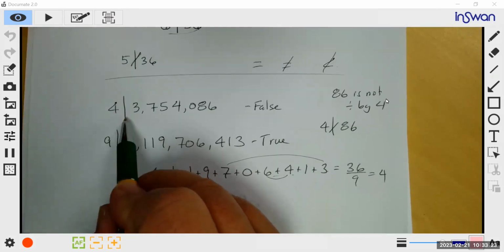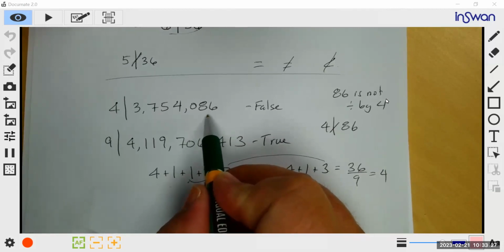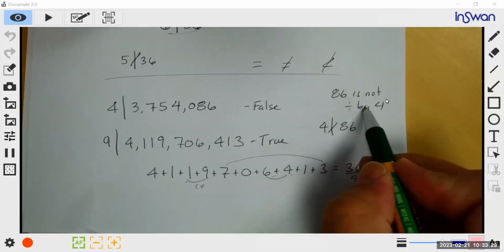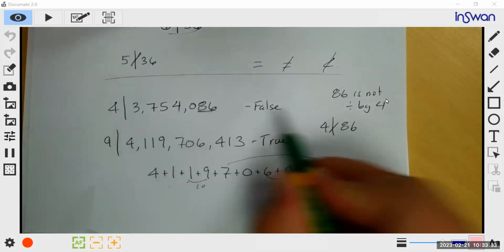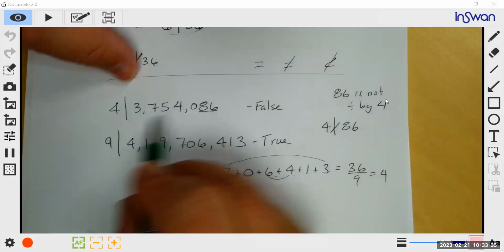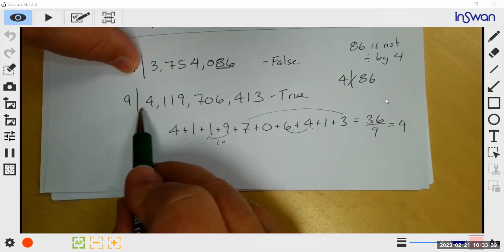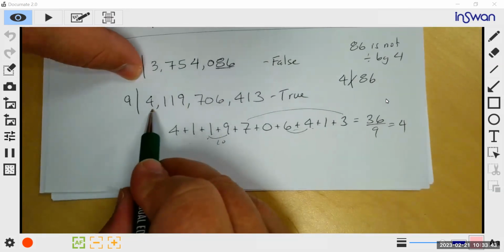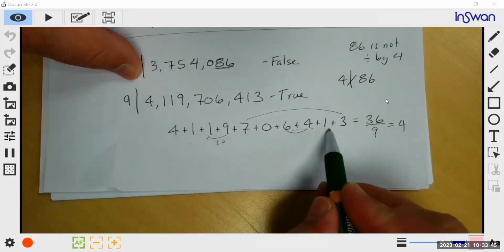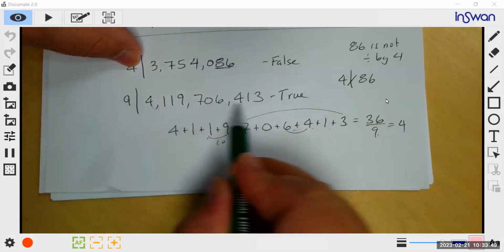Is 4 a divisor of 3,074,086? No, because of the rule of 4: does 4 go into 86? No, so 4 is not a divisor of this whole number. Does 9 divide into this whole number? Yes, because if we take all the digits and add them together, 36 is divisible by 9. So 9 does go in there.